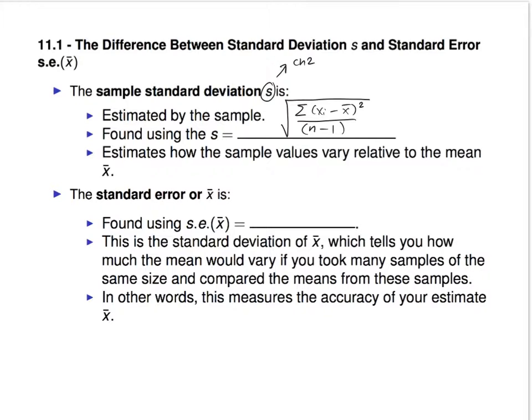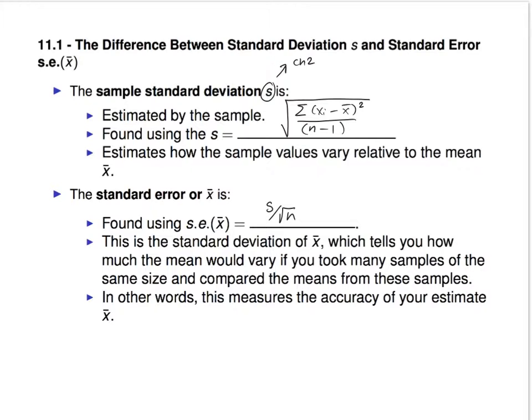The standard error of x bar, what is that formula? It involves that S. S over square root of n. Very good. Okay, so this tells us the standard deviation, or an estimate of the standard deviation of x bar, which tells you how much the mean is going to vary if you took many samples of the same size. So this measures the accuracy of your estimate of x bar. That's the basic idea.